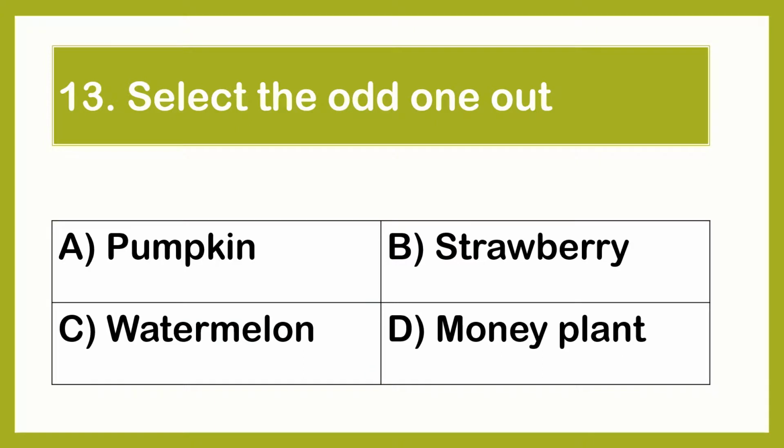Select the odd one out. Option A, pumpkin. Option B, strawberry. Option C, watermelon. Option D, money plant. The answer is option D, money plant. Pumpkin, strawberry, watermelon are creepers. Money plant is a climber.